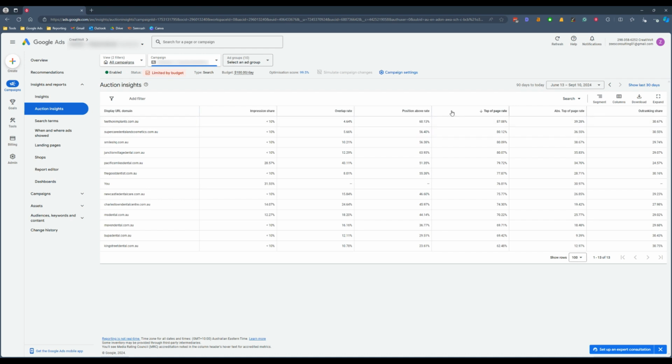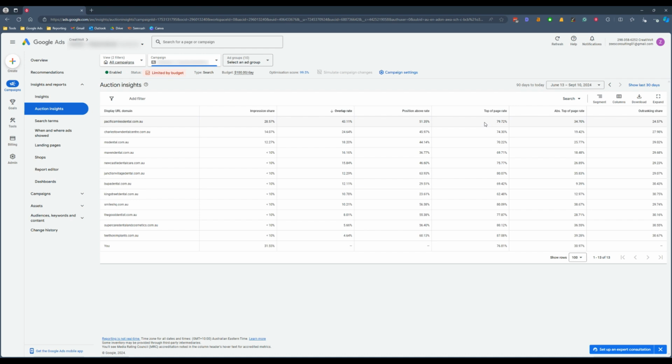Now, if we filter this through by overlap rate, the top competitor here will be the most similar competitor to our website, meaning that they're targeting a very similar set of keywords. And we can see that their impression share is 28%, ours is 31%, and that they appear about 43% of the time in the same auction. So almost half of the same set of keywords that we're targeting. We can see that they appear above our ads 51% of the time, and they're at the top of the page 79% of the time.